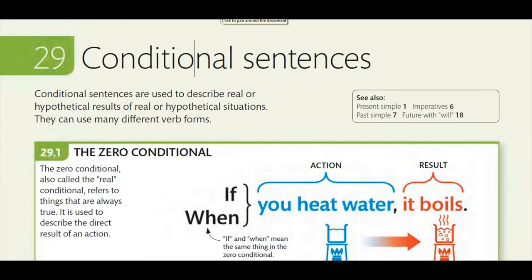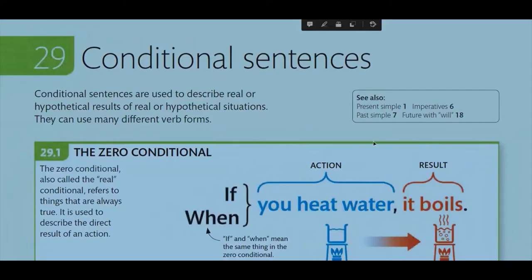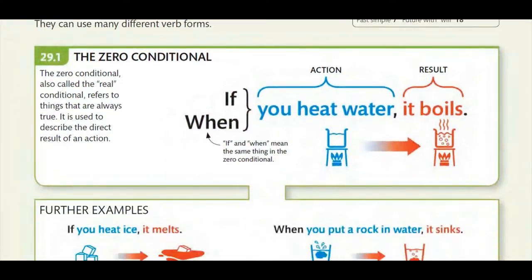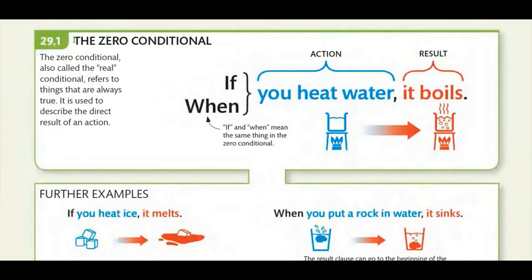Hello everyone. So today let's start with the conditional sentences. Conditional sentences are used to describe real or hypothetical results of real or hypothetical situations. They can use many different verb forms. There are different types of conditionals. The first one is the zero conditional. The zero conditional, also called the real conditional, refers to things that are always true.